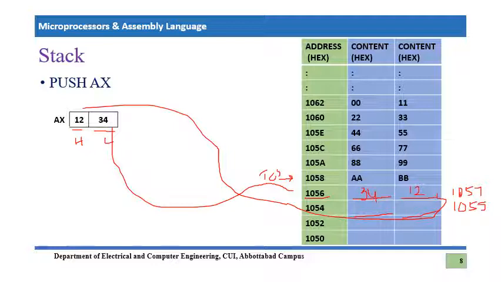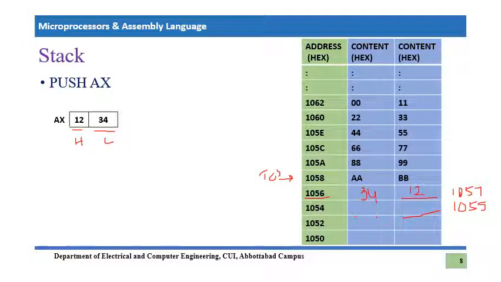Let me clean the unnecessary stuff so that things become easier for us to understand. Okay, what we have done, let me repeat again. 34 is the least significant byte. It will be stored in 1056, which is the lower address. 12 is the higher significant byte. It will be stored in the higher address, which is 1057. So that will be the result of push AX on this specific condition of stack.